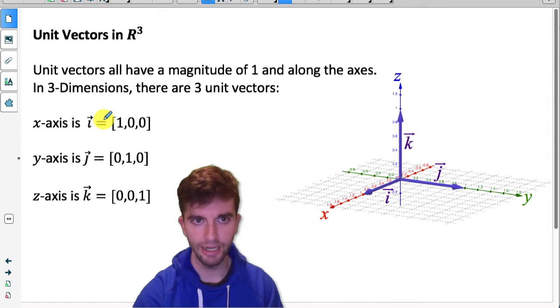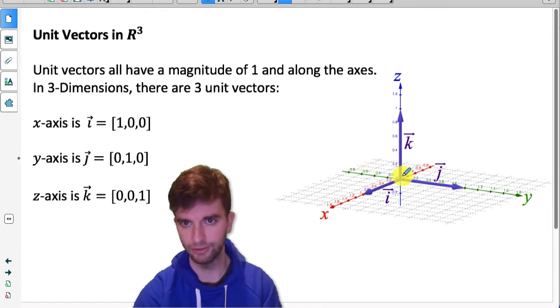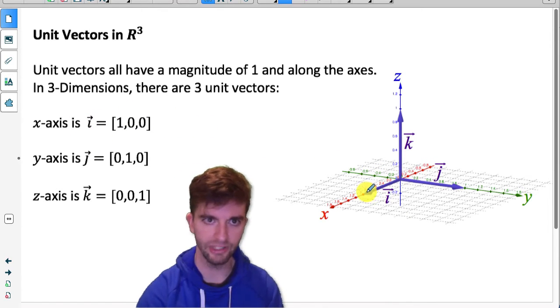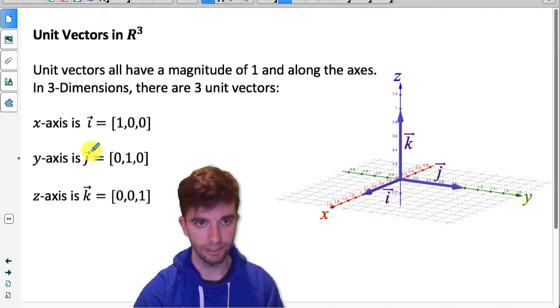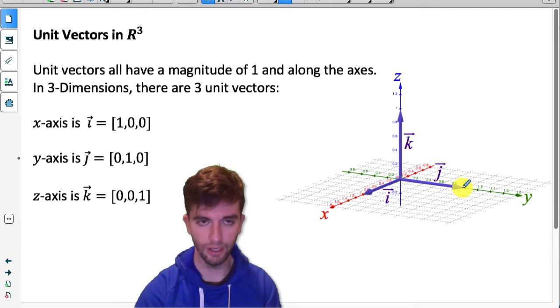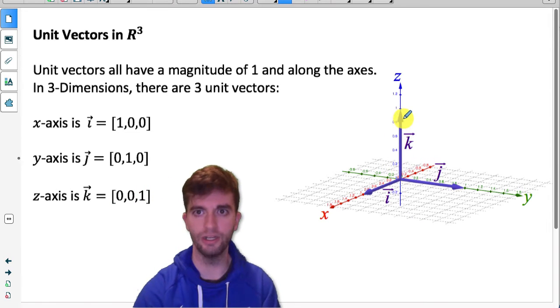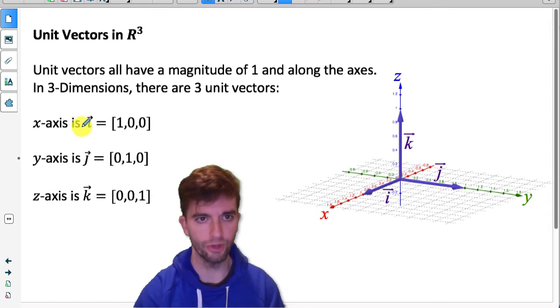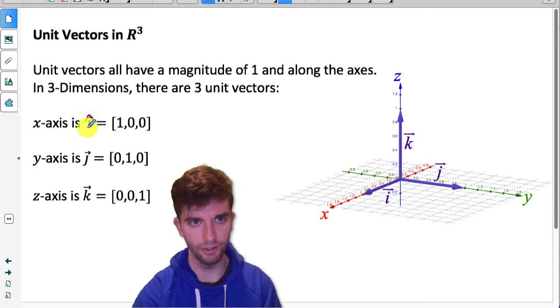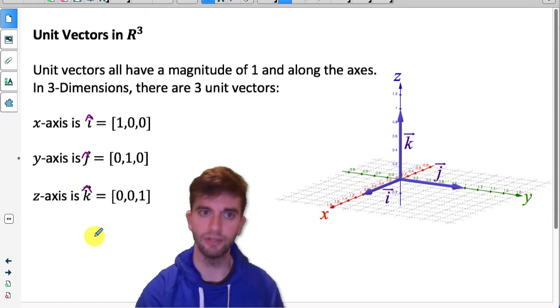So unit vector i would be the vector [1, 0, 0]. That would tell you just to go 1 unit along the x-axis. Unit vector j is the vector [0, 1, 0]. That means only go 1 unit along the positive y-axis. And unit vector k is the unit vector [0, 0, 1]. That means only go 1 unit along the positive z. So it's commonly understood, if you see unit vector i, j, or k, that's what we're talking about.